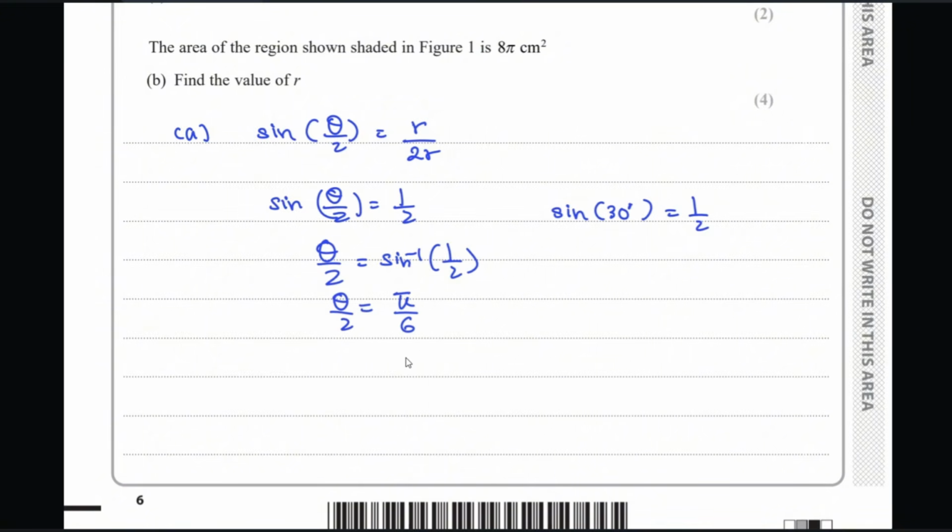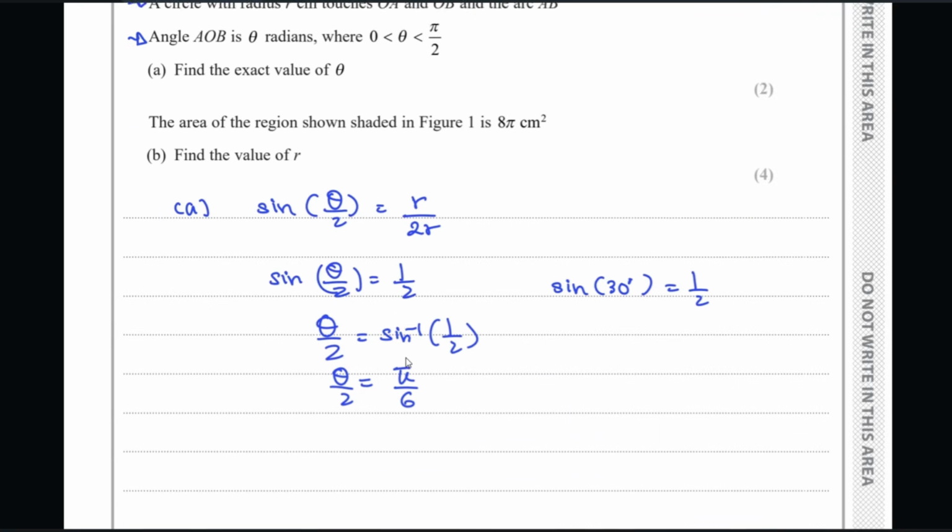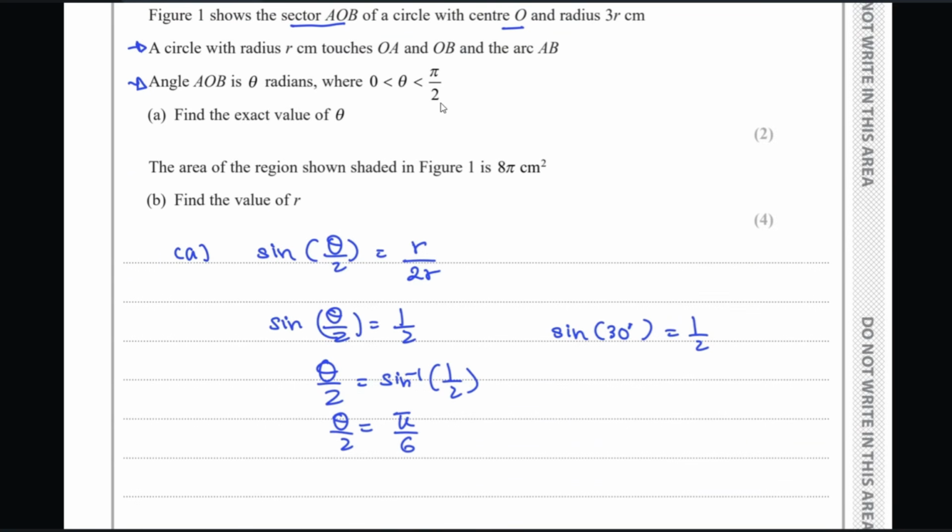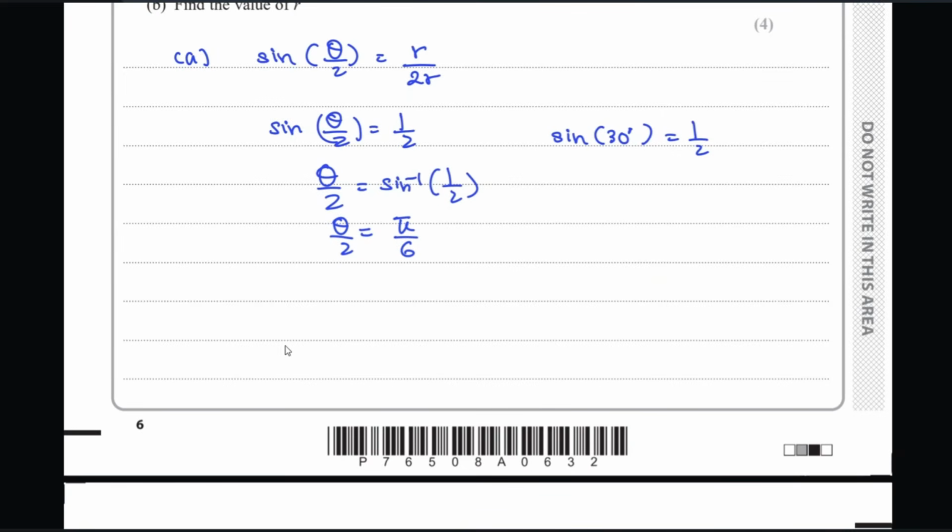And we're not going to use the unit circle and find the other angles, because we already know that theta is an acute angle. We can just go ahead with the calculator answer. So theta would be 2 times pi over 6, which is pi over 3. So theta is equal to pi over 3. That's the answer for A.